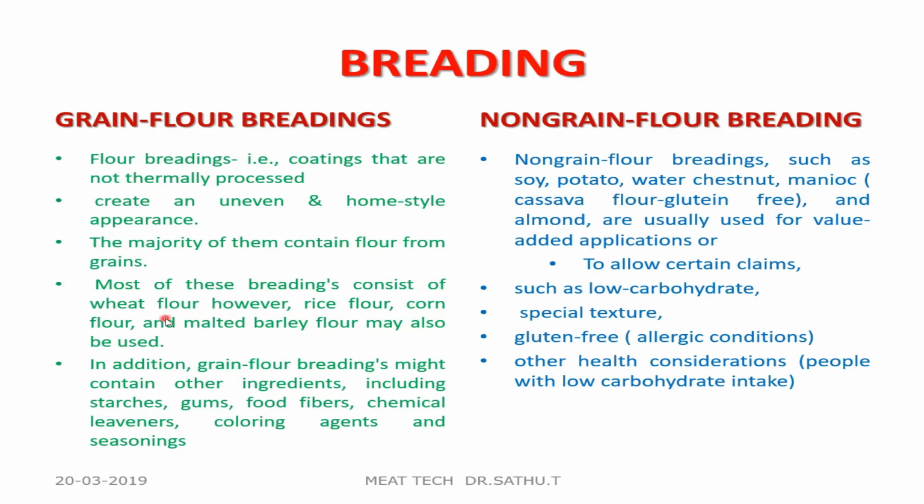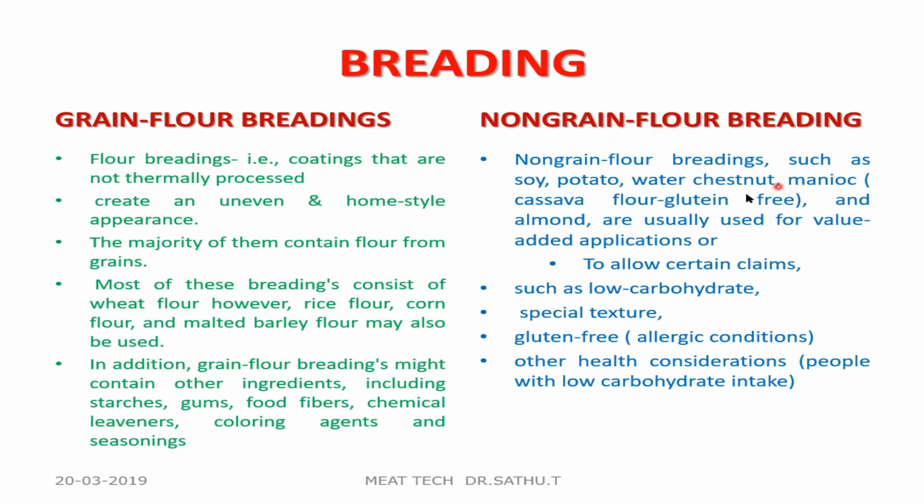So what are the grains that we can use? The wheat grains we can use, rice flours, corn flours, barley flours. All this comes under the grain flour breading materials. In addition, grain flour breading materials may contain some ingredients like starches, gums, food fibers, chemical leaveners, coloring agents, and seasonings. So this we already seen. So to this flour breadings, we can also add these materials like starches, gums, food fibers, chemical leaveners, coloring agents, and seasoning.